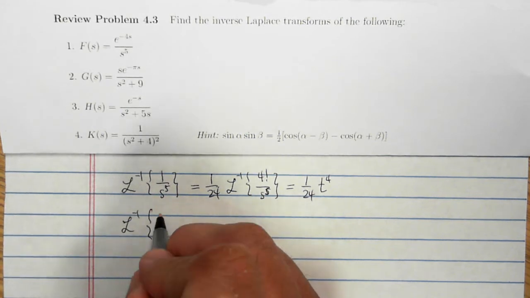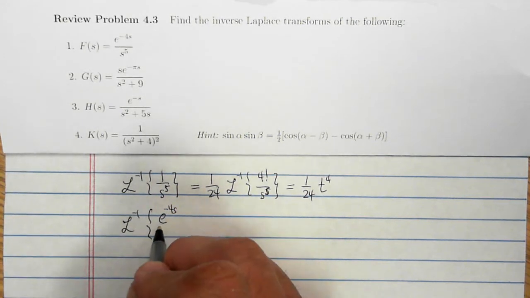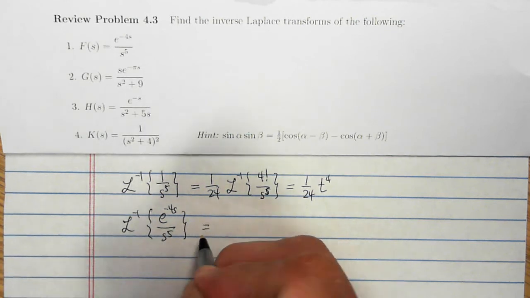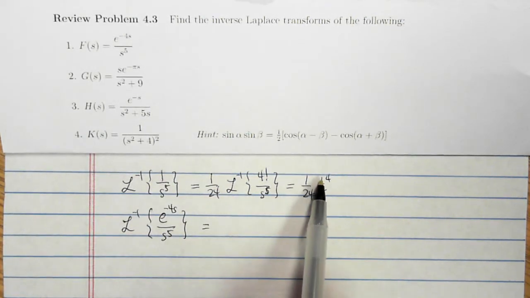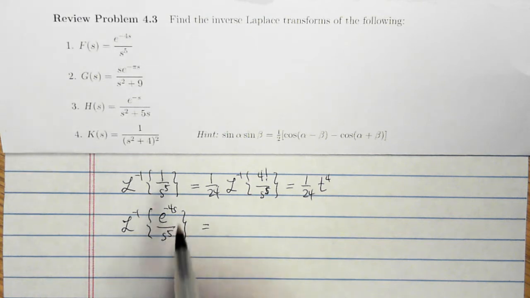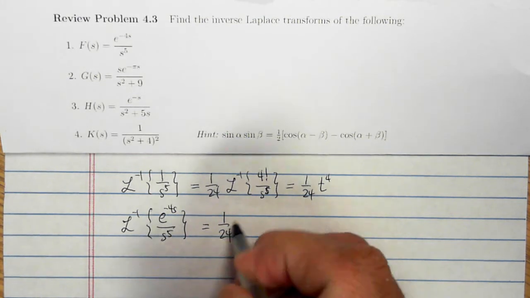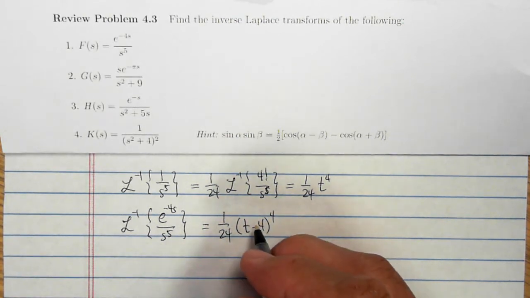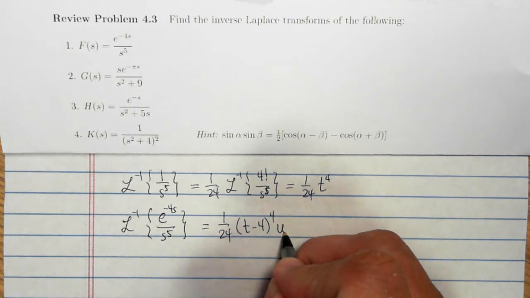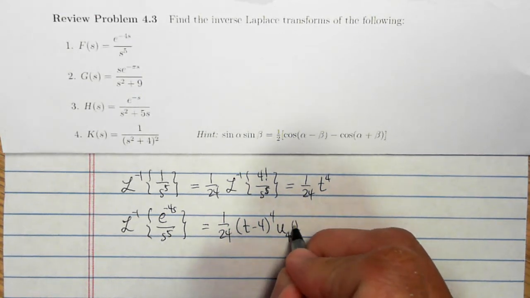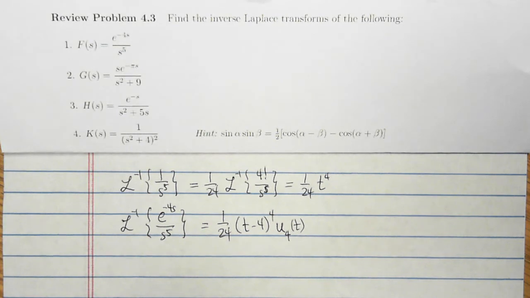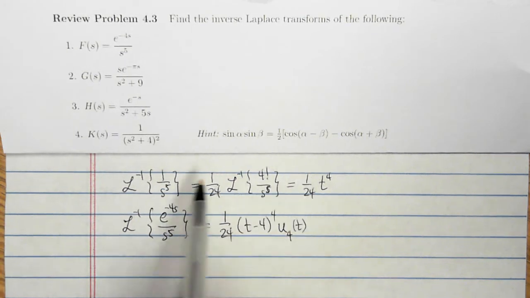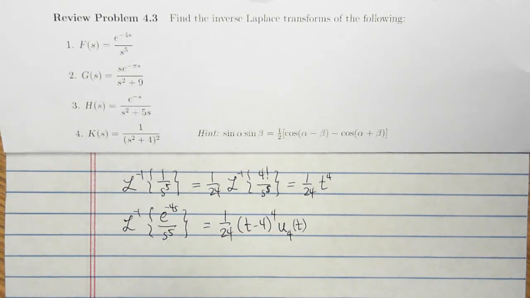Because I have this, I can therefore write the inverse Laplace transform of the original function very quickly. Everywhere I see a t, I'm going to replace it by t minus 4. So 1 over 24, t minus 4 to the fourth power. And also I need to multiply by u sub 4 of t. And so that is the inverse Laplace transform of this function, using the first inverse Laplace transform that I used off the table.